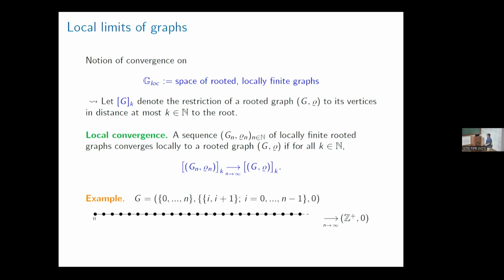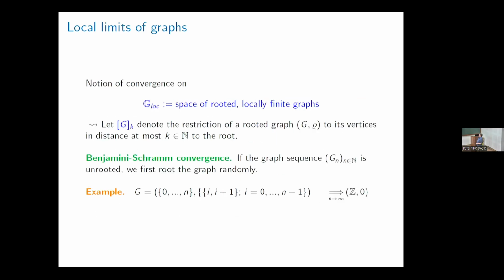Now what can happen is that you want to take local limits of something which is finite but does not have a root. And then you would like to put it in this framework, so you have to root it. The way we are rooting this was introduced by Benjamini and Schramm, and it's referred to in the literature as Benjamini-Schramm convergence. Basically it means that we first of all pick a root at random. That means if you talk about the local limit of a sequence of finite graphs, you always want to do this from the perspective of a typical vertex.